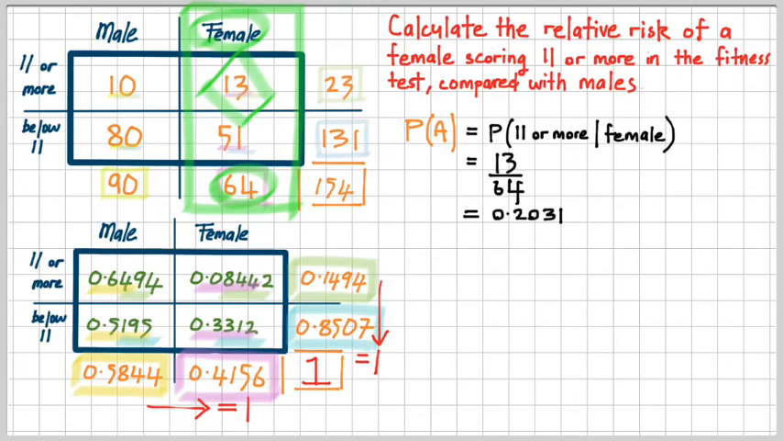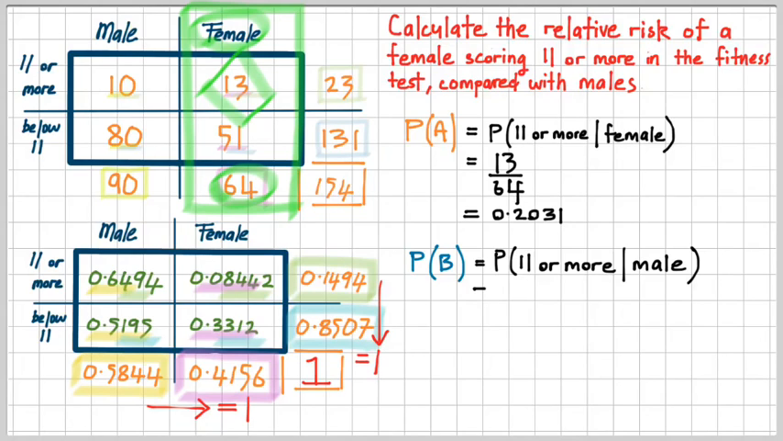Okay, so that's the females, but remember we want to compare that with the similar probability, but for males. So let's have a look at the second probability. I'm going to call that probability B. And the calculation is going to be, let's find the probability of a score of 11 or more, if the student is male, or given that the student is male.